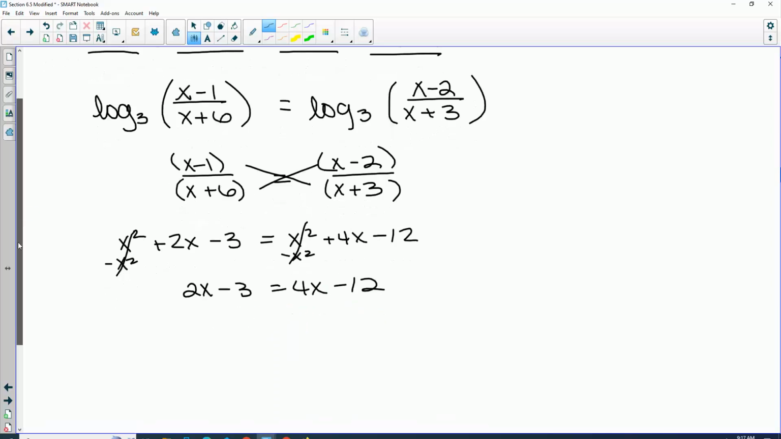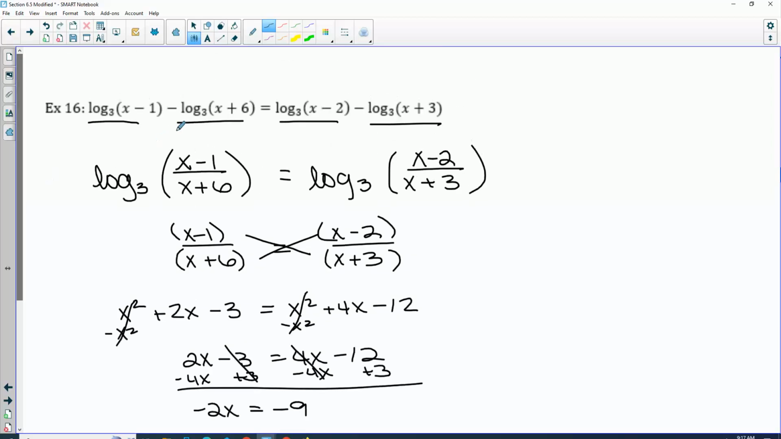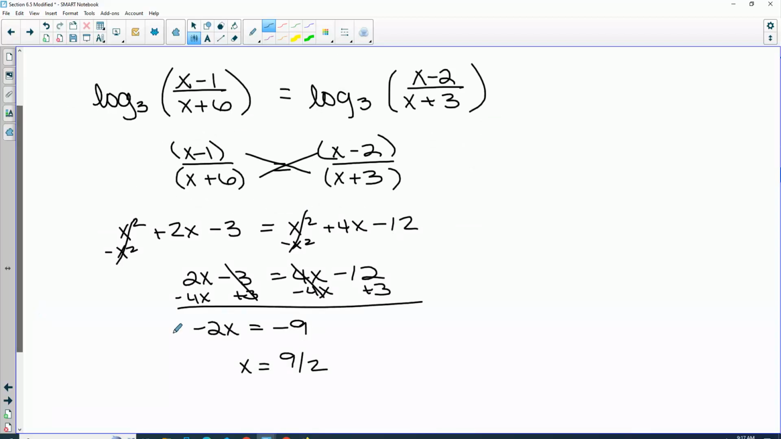So we just need x on one side and the numbers on the other. So we could subtract over the 4x, add over the 3, divide by negative 2, and x is 9/2. And then you just have to check if we put in 9/2, are all these positive? 9/2 is 4.5. 4.5 minus 1 plus 6 minus 2 plus 3. All of those are positive, so it does work.